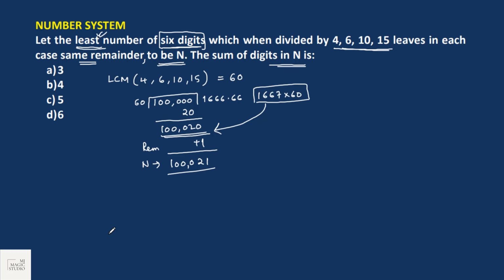Now you may argue, why 1? Why not 2? If you add 2, it will become 100022, which is not the smallest, because we are getting the smallest number as 100021. Now this is the smallest 6-digit number which, if you divide by 4, 6, 10 or 15, in each case you will end up getting remainder 1, which is the same remainder throughout, isn't it? Now the question is, what is the sum of digits in n? Sum of digits in n is 1 plus 2 plus 1, that is 4. Option B is the pick.